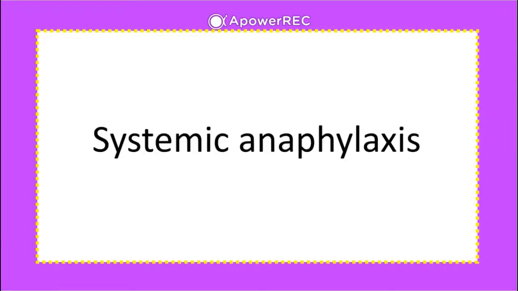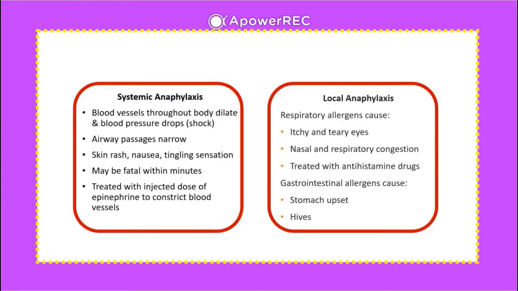Next up is systemic anaphylaxis. So systemic anaphylaxis is an entire body reaction, an immune reaction. So your blood vessels throughout the body dilate, and as a result, the fluids escape your blood, and it causes your blood pressure to drop, and you go into shock.